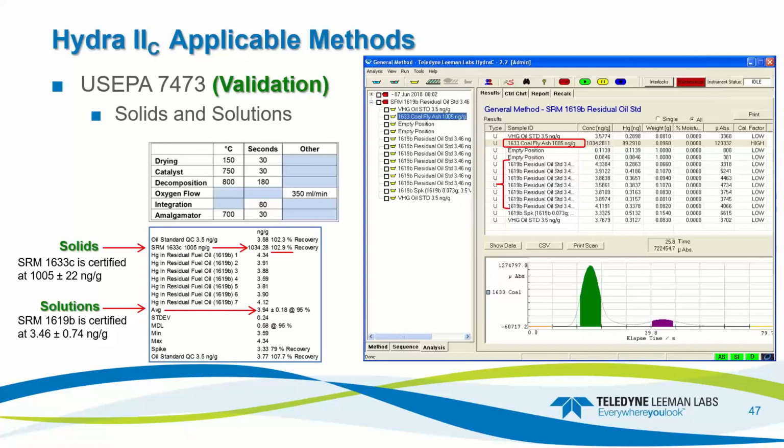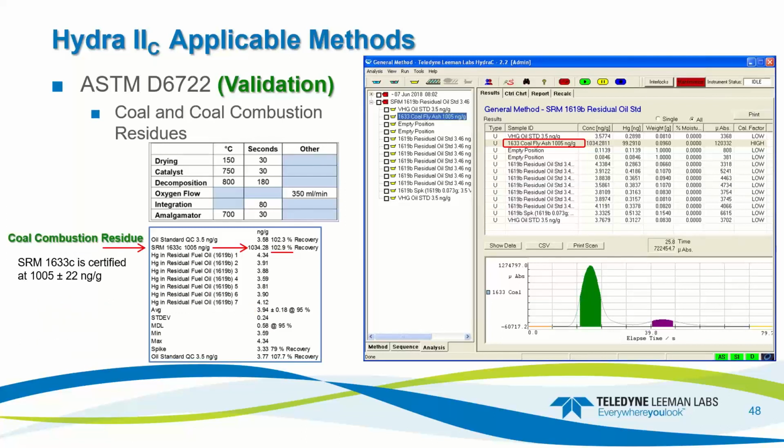And then our 7 replicates of our sample was SRM 1619B, which is the solution, it's fuel oil, and we got 3.94 plus or minus 0.018 nanograms per gram, which is well within the certified value of that solution. So that validates US EPA 7473.